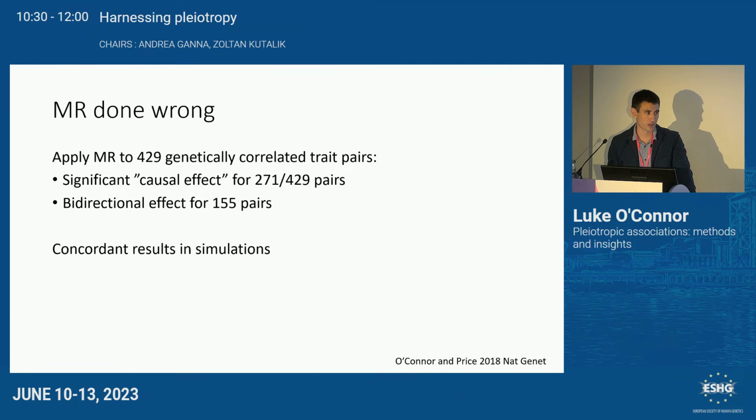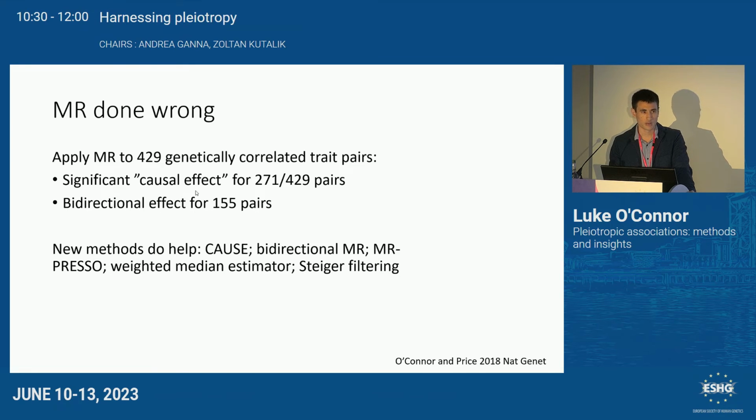And what we found was that MR turns up a causal effect for 271 out of the 429 trait pairs, which is not really plausible, including a bidirectional causal effect, so A causes B and B causes A, for 155 of them. Now, this was in 2018, and new methods to account for pleiotropy do help, I think, at least to an extent.